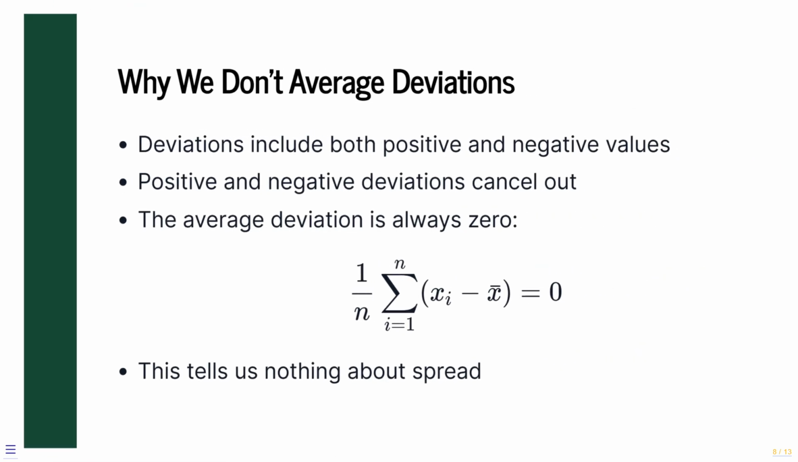You might wonder why we don't simply average the deviations. The problem is that positive and negative deviations cancel each other out. In fact, the average deviation from the mean is always 0. This makes the average deviation useless as a measure of spread.